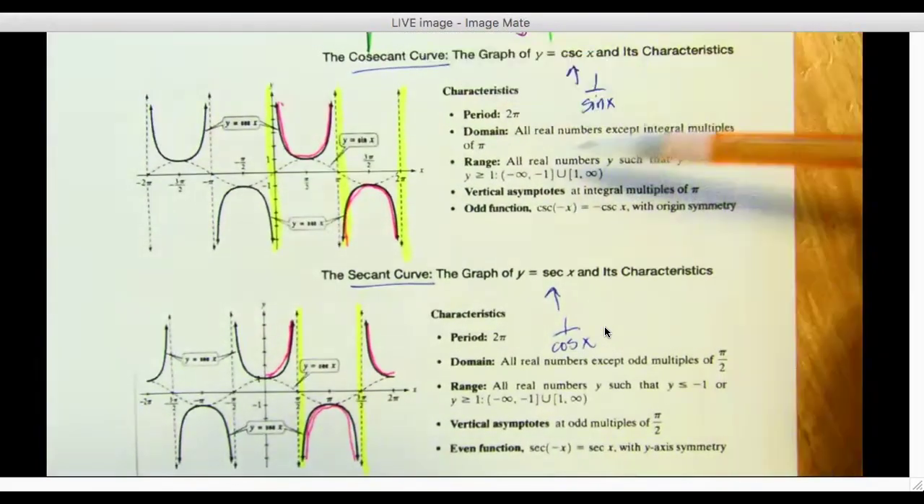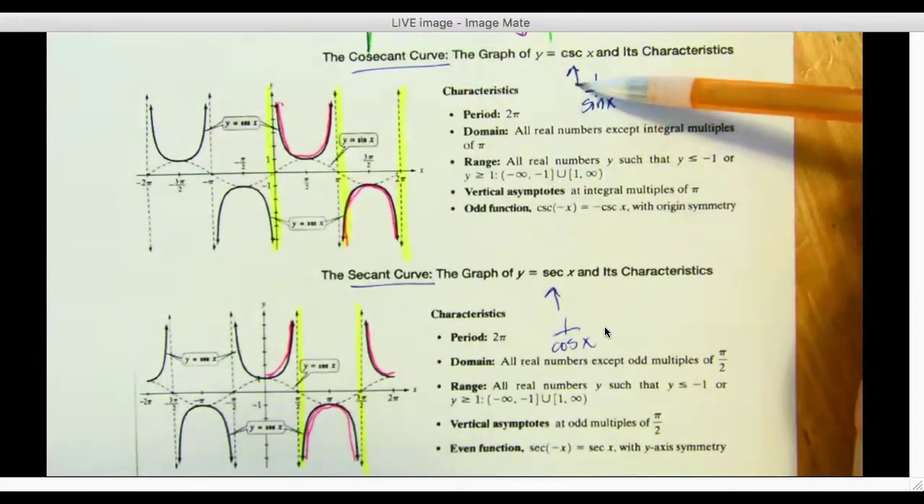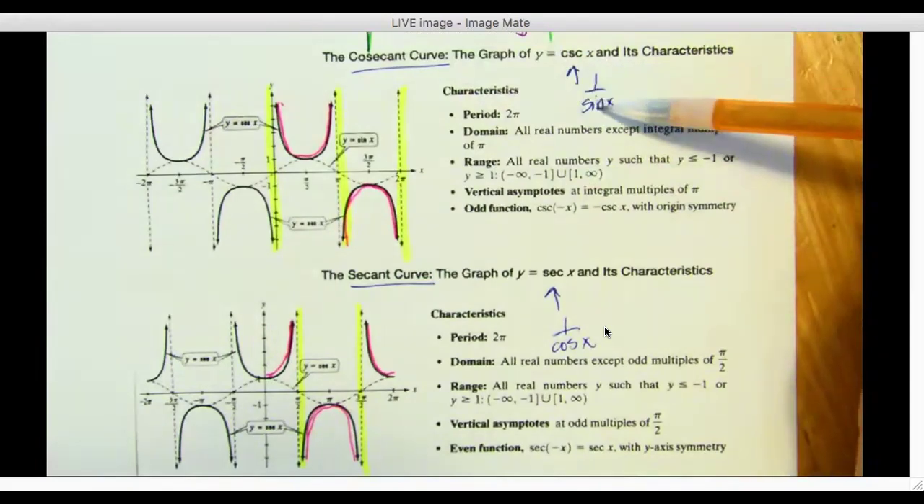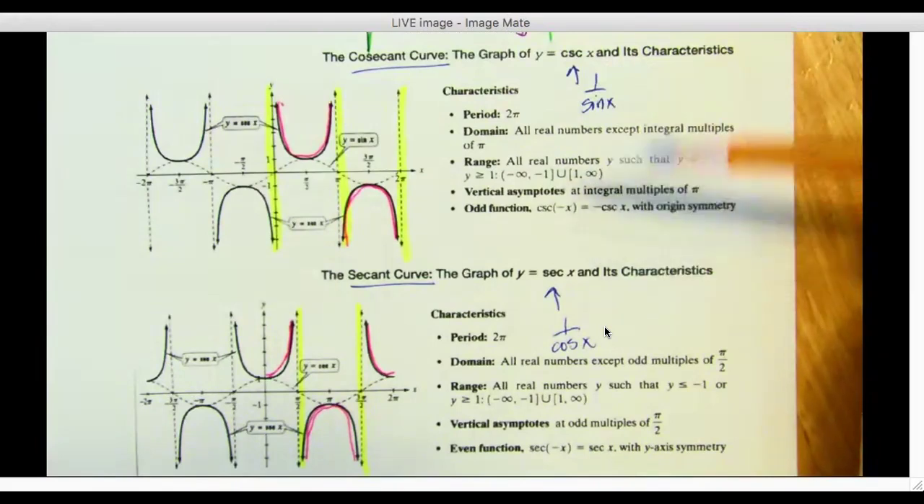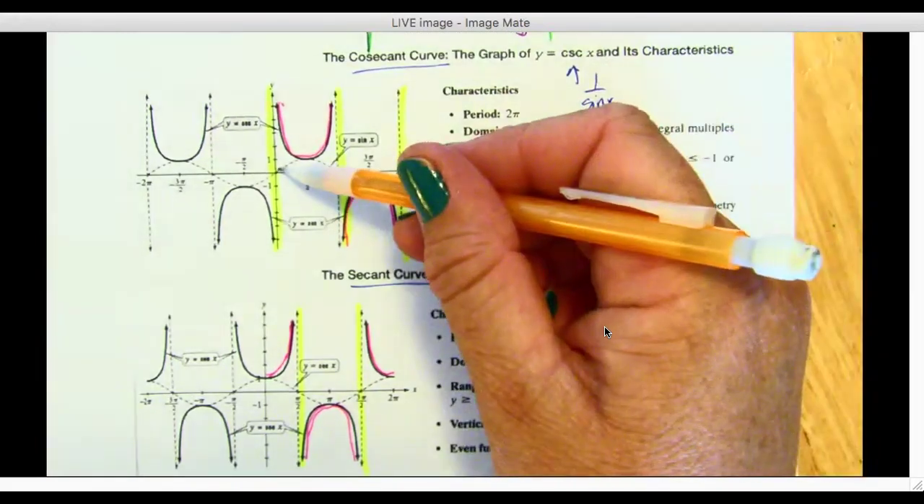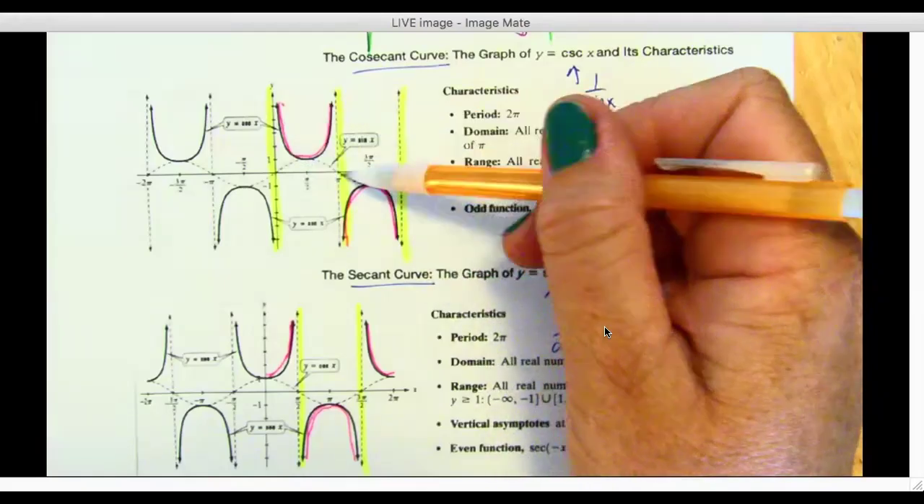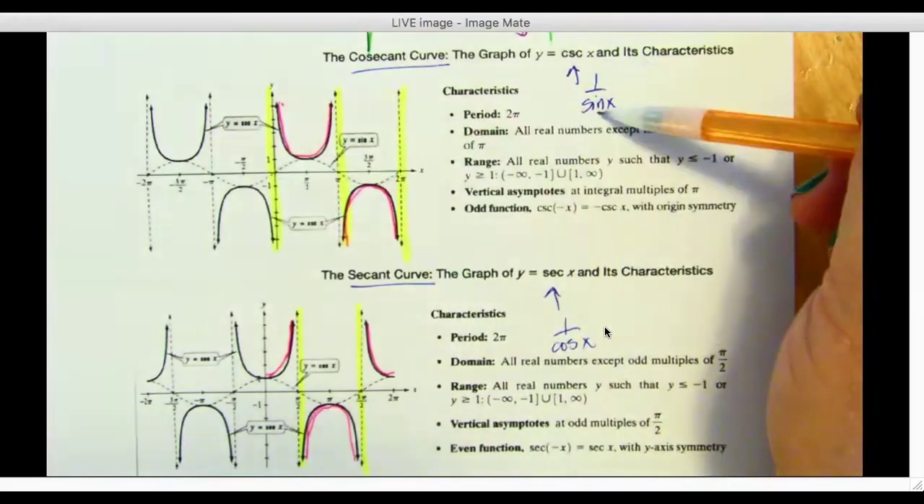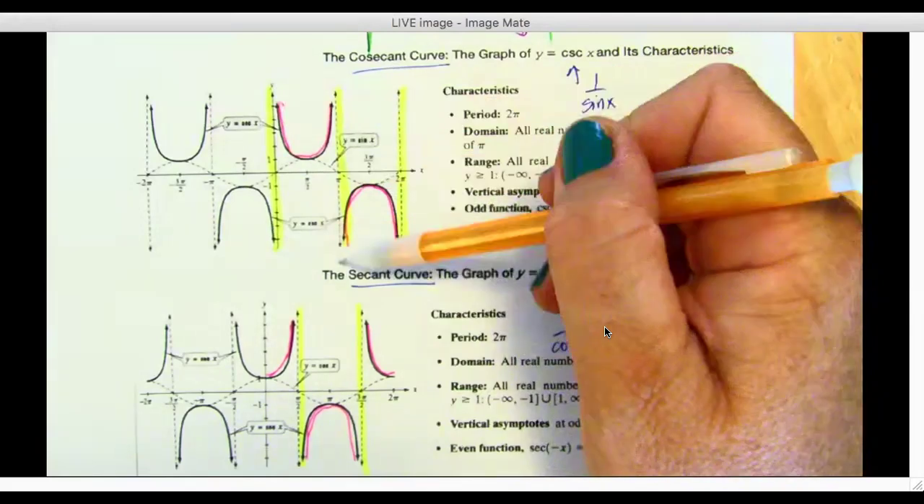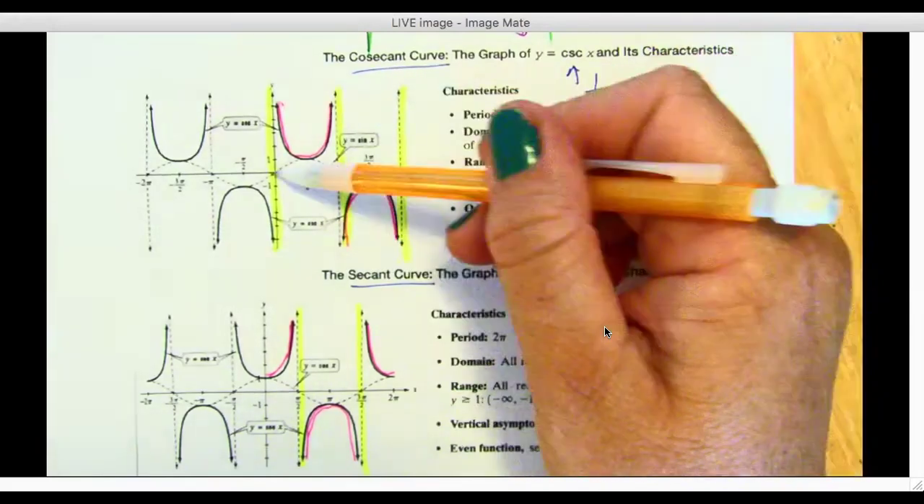Cosecant is sine's reciprocal function. CSC is cosecant, and that's 1 over sine of x. And so what we will do is we will first graph the sine function to help us. And then everywhere where sine is equal to 0, 1 over sine would be undefined. So we will have a vertical asymptote wherever sine equals 0.